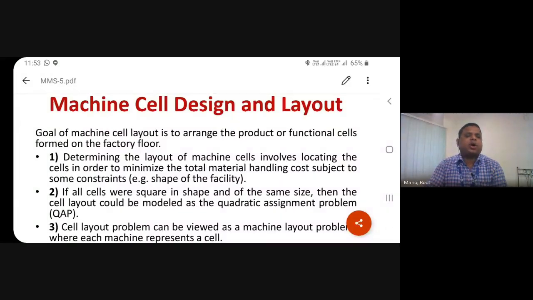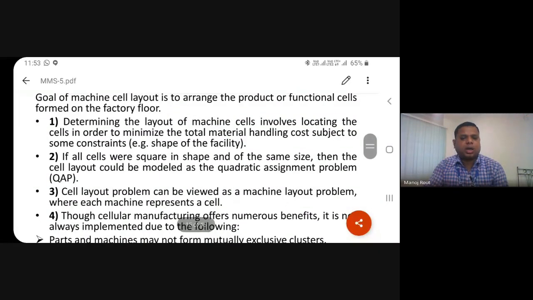The next part is if all cells were square in shape, suppose the machines, equipment and tools were of the same size in a square shape, then the cell layout can be modeled as a quadratic assignment problem. That means you have to place the concerned departments, which are directly related to mechanical maintenance, electrical maintenance or quality check, within the square shape, which directly goes to the model of your quadratic assignment problem. The next part is that the cell layout problem can be viewed as a machine layout problem where each machine represents a cell.